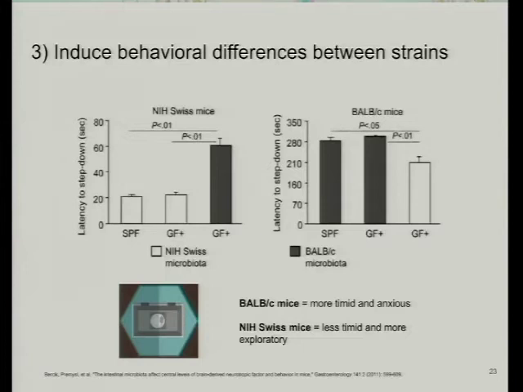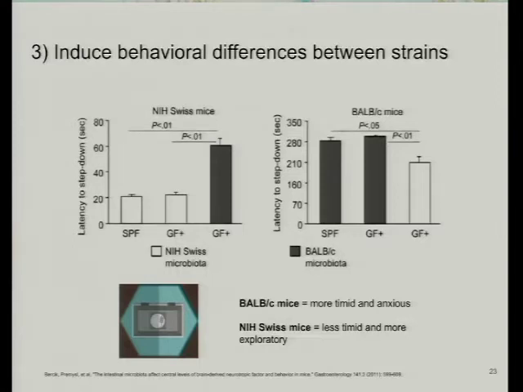Specifically the BALB/c mice, which are known to be a little bit more timid and more anxious than the other mice, the NIH Swiss mice. And so here we have where they had each of these strains being germ-free, and then subjected them to this anxiety test. Then they had another group of these same mice, but had the microbiota of the other strain of mice transplanted into them, and then saw how well they performed in these anxiety tests.